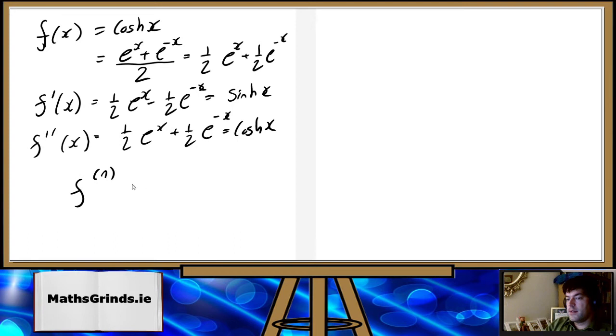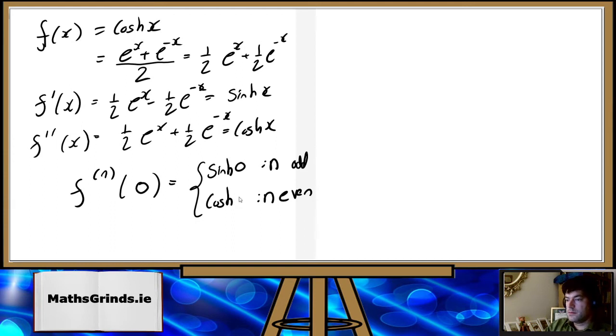So the nth derivative would be hyperbolic sine or hyperbolic cosine. It's sinh when n is odd, and when n is even, it's the hyperbolic cosine. So calculating it at 0, we basically get 0 or 1. This is for odd n, and this one is for even n.